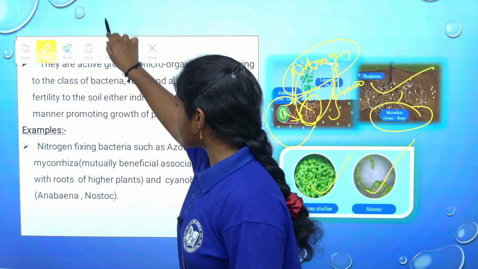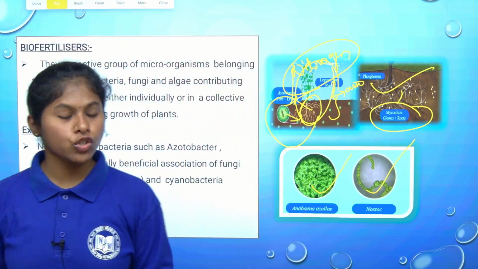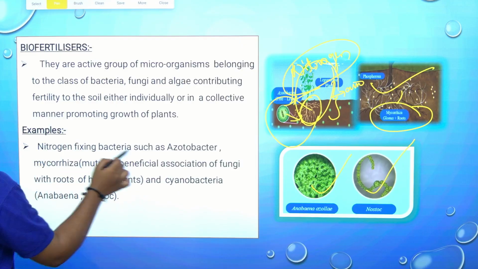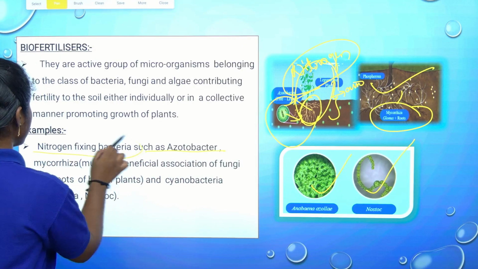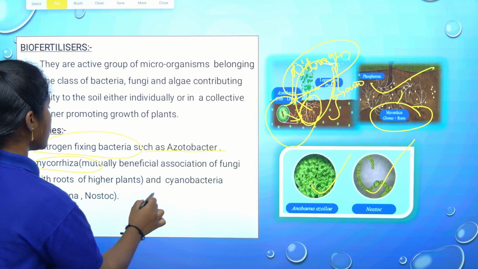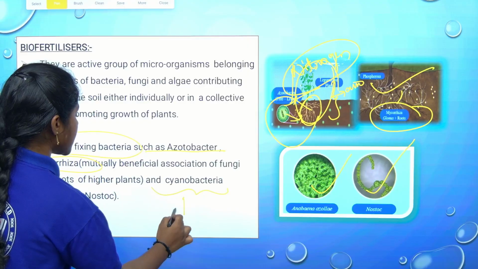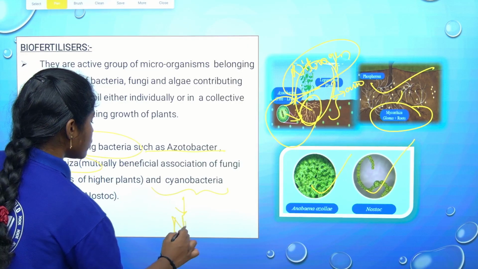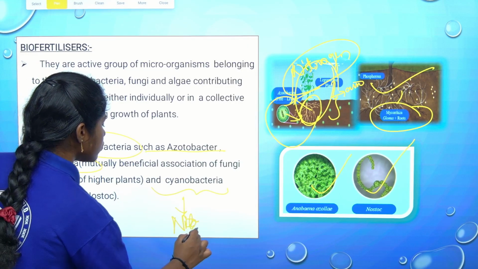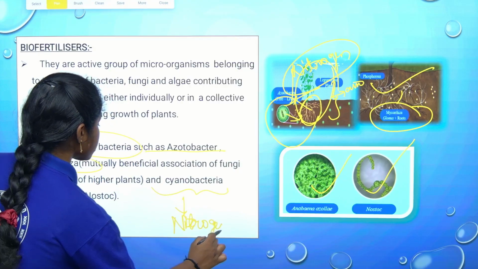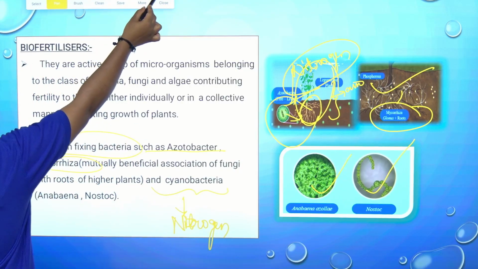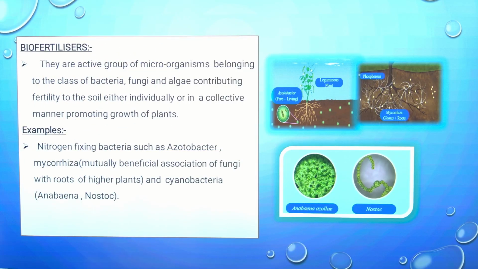These are the biological agents which help in the fixation of nutrients. See, Azotobacter for nitrogen, mycorrhiza having phosphorus, and cyanobacteria besides fixing nitrogen, also fixing some other organic nutrients. Right children? So next, the importance of biofertilizers.